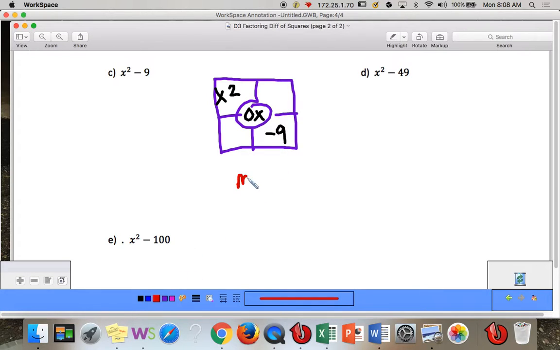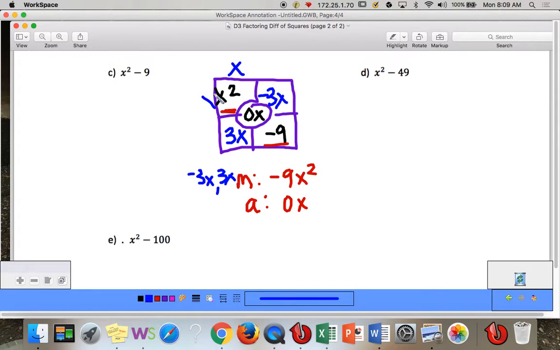So I want two things that multiply to the first and the last box, multiply to negative 9x squared, that add to 0x. Okay, so factors that multiply to negative 9 and add to 0 would be negative 3 and 3. And that works. They multiply to negative 9x squared, add to 0. So if we get the outside of the box, what multiplies to x squared, that would be x and x. x times negative 3 is negative 3x. x times 3 is 3x. So this is x minus 3, x plus 3.